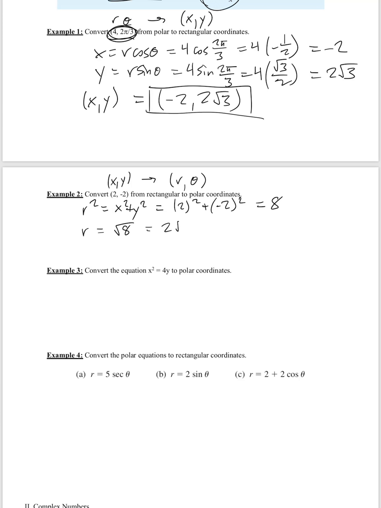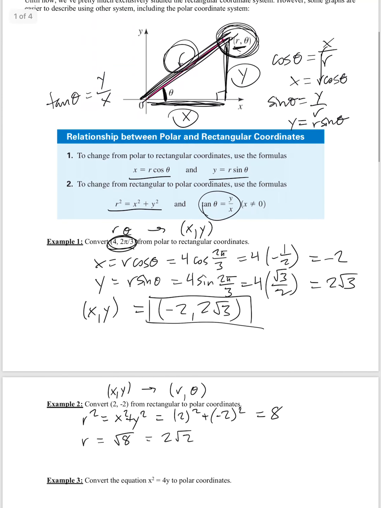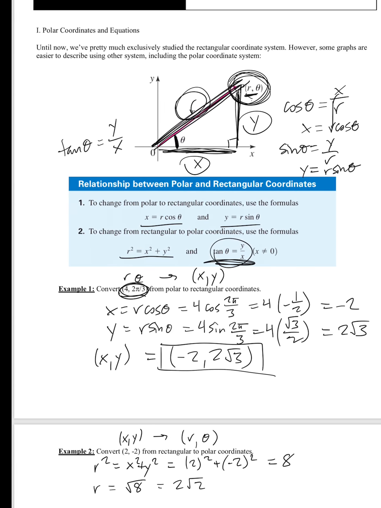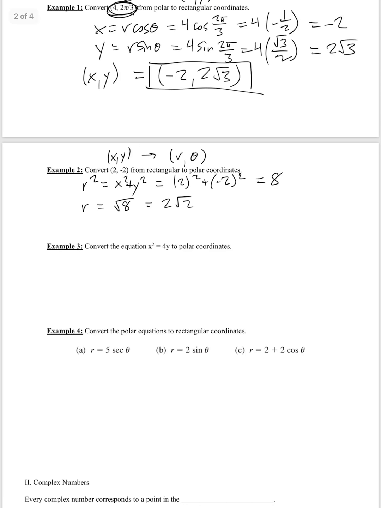which you could simplify to 2 times the square root of 2 if you're really comfortable with that. Note that I don't get a negative. Even though I took the square root, r is distance, so r has to be positive. And then how do I find theta? Well, if we look at this triangle, we look at the formula, we see that tangent of theta is y over x. So y over x is negative 2 over 2, which simplifies to negative 1.